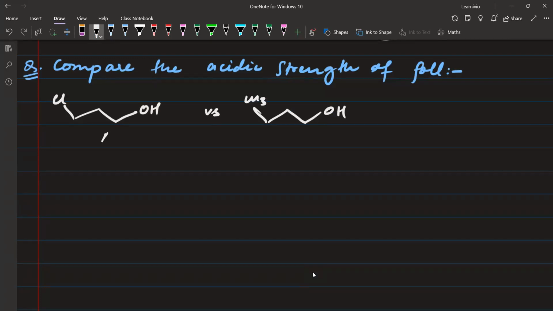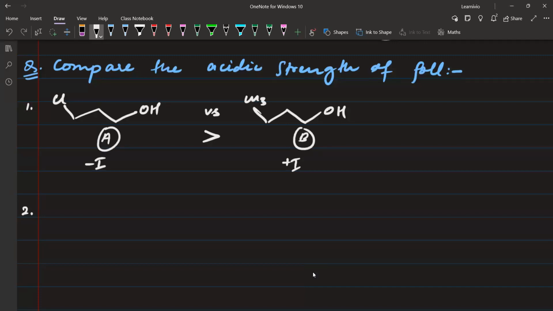Now in both of these, let us suppose this is A and this is B. So in A we have a minus I group. No? Cl is minus I. So in the alcohol case also it is going to work. Here we are having minus I group, and here we are not having anything. We are only having plus I group, that is the alkyl group. So chlorine here it is going to show some minus I effect. So that is why this will be more acidic. Okay.